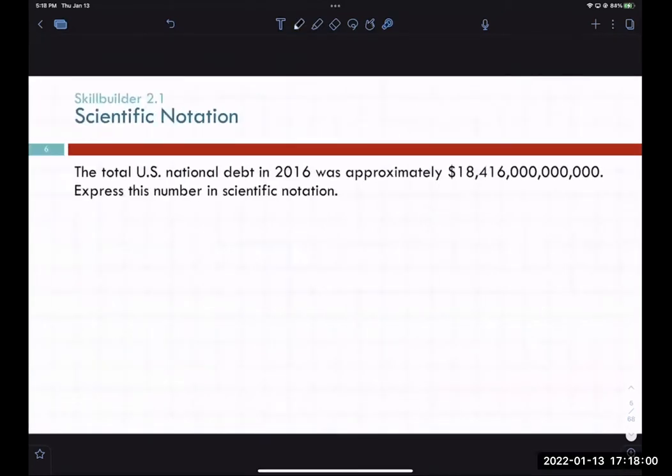All right, so back in 2016, the US national debt was $18,416 billion. Much easier to write that, but maybe less impactful than writing it in scientific notation. I'm just going to write this a little larger.